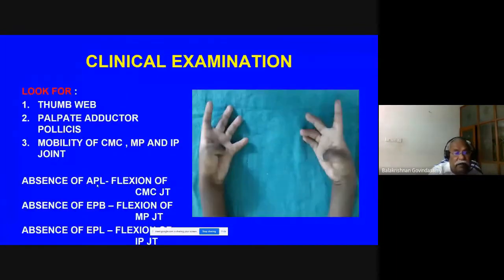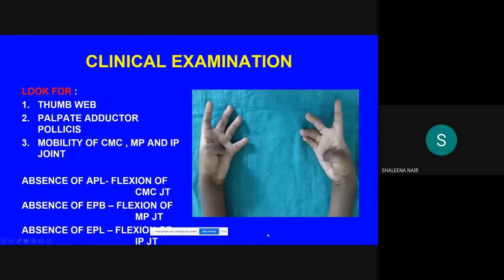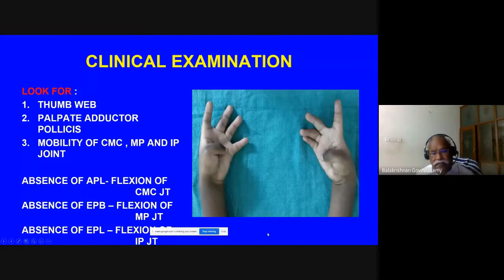So this is the point. Look for the thumb web. Quite okay here. Palpate the adductor pollicis. Is it working or not? And check mobility of all three joints. You also said the absence of APL and flexion of the CMC joint, that is not there. EPB is there because the MP joint is flexed. Absence of EPL, but here it is present. Okay? So how will you treat this child?